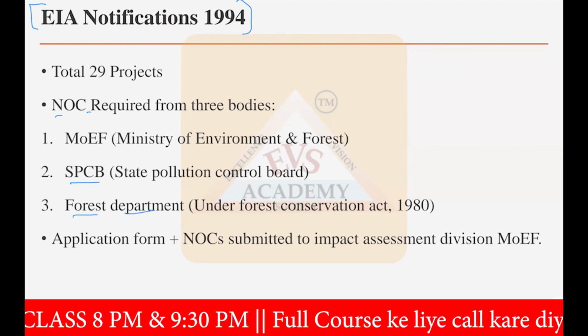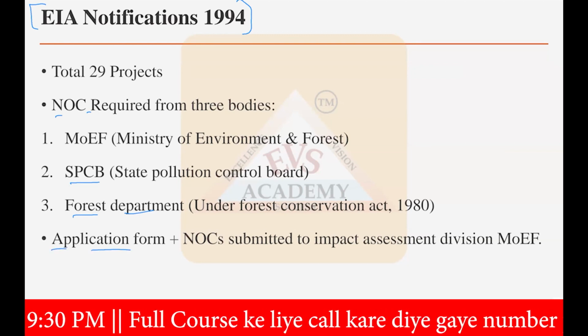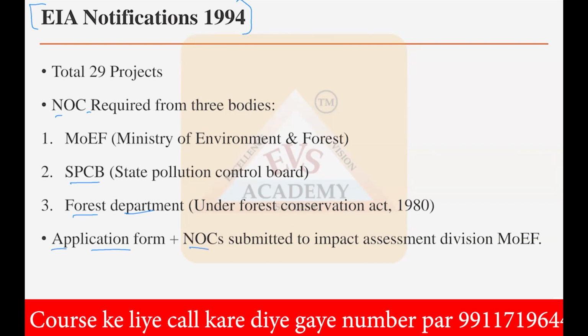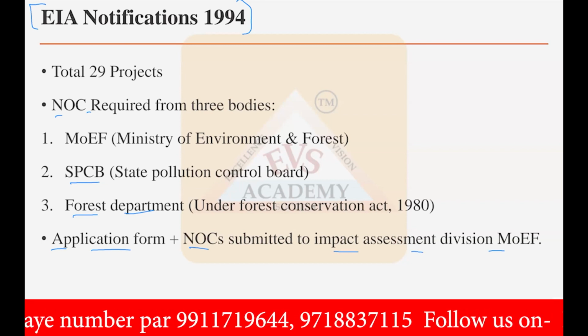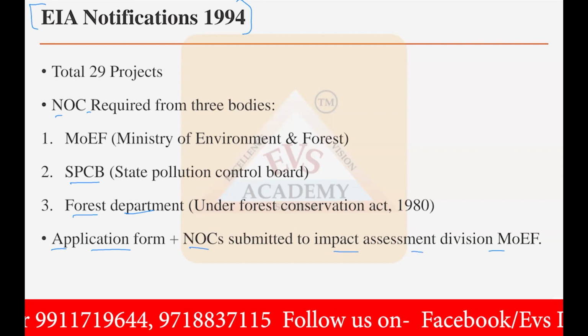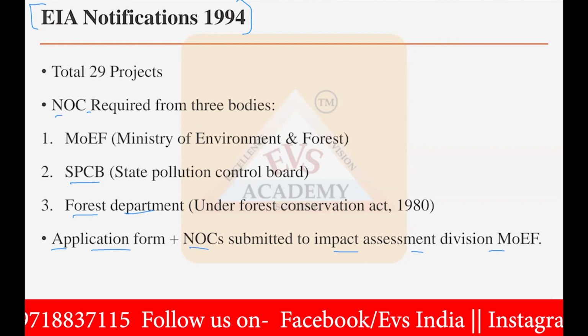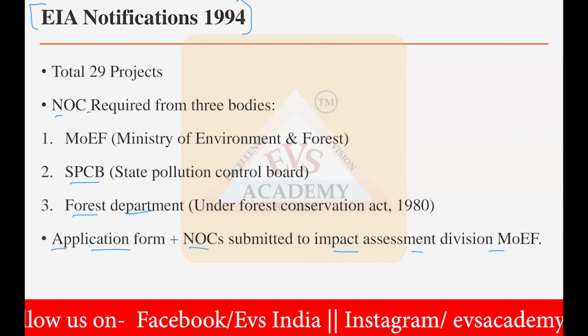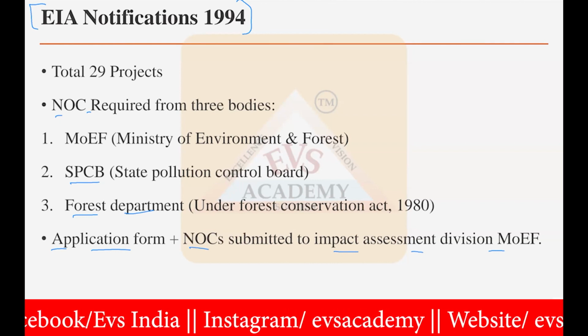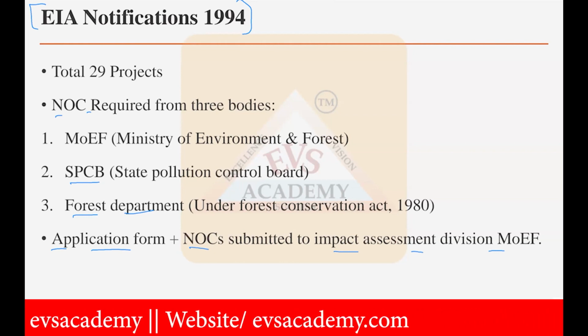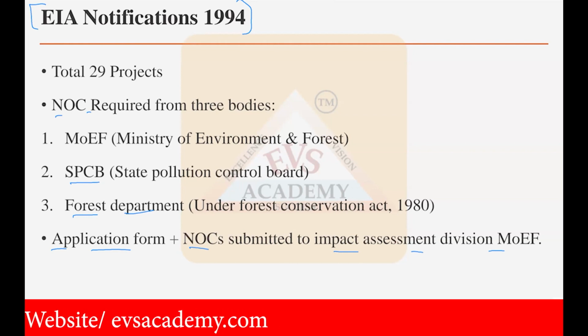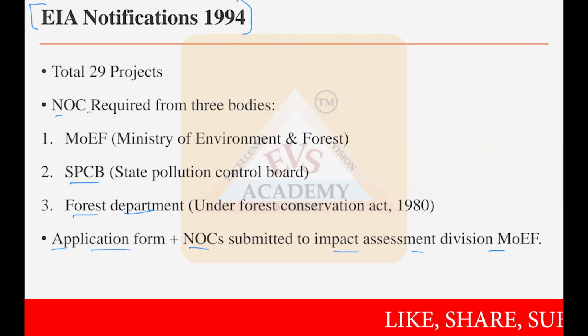After all the NOC you will get, you have to submit the application form with all the NOCs to the Impact Assessment Division of the MOEF. Then they will decide whether your project should be allowed or not. So this was the procedure of the 1994 EIA notification. Currently, the things and rules and regulations all are completely changed. So understand this. This is not what we are following now. This was the notification of 1994 that we were following.